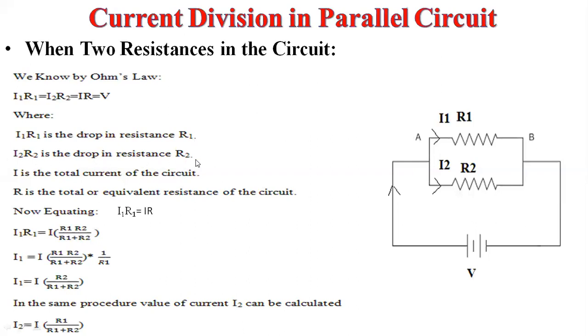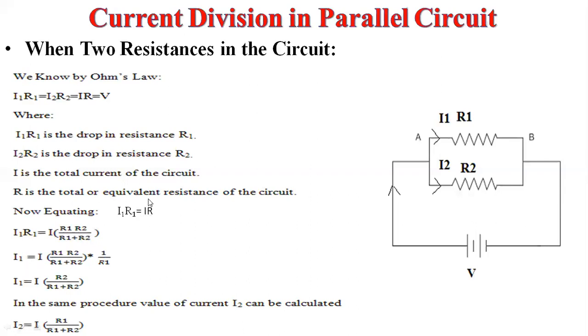It is the drop across resistance R2, and I is the total current of the circuit, and R is the total or equivalent resistance of the circuit. Now, if we want to calculate current across resistance R1, how do we calculate? We equate I1 R1 is equal to IR.